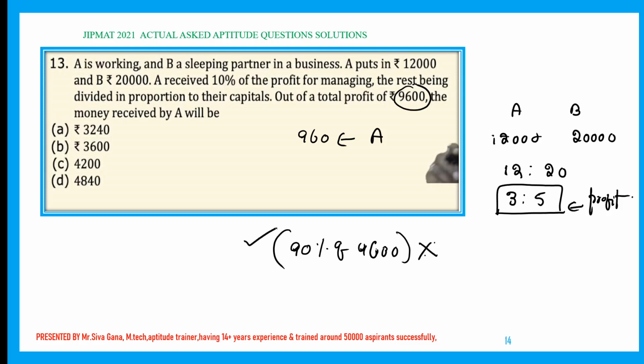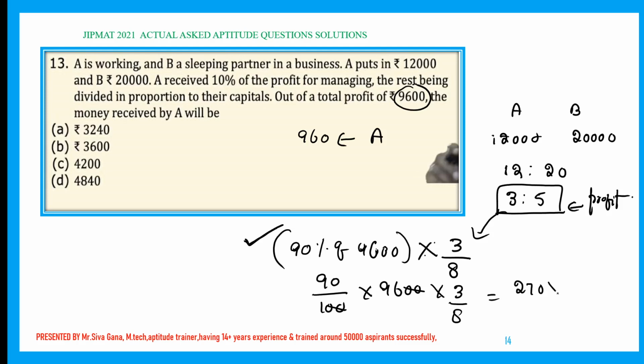Now this is the total profit left. In this profit, A gets how much? 3 parts out of 8 in this ratio, which is nothing but 90 divided by 100 into 9,600 into 3 by 8. Two zeros get cancelled. 9 threes are 27. 270 into 96 divided by 8, which is nothing but 3240. This is the profit received by A.